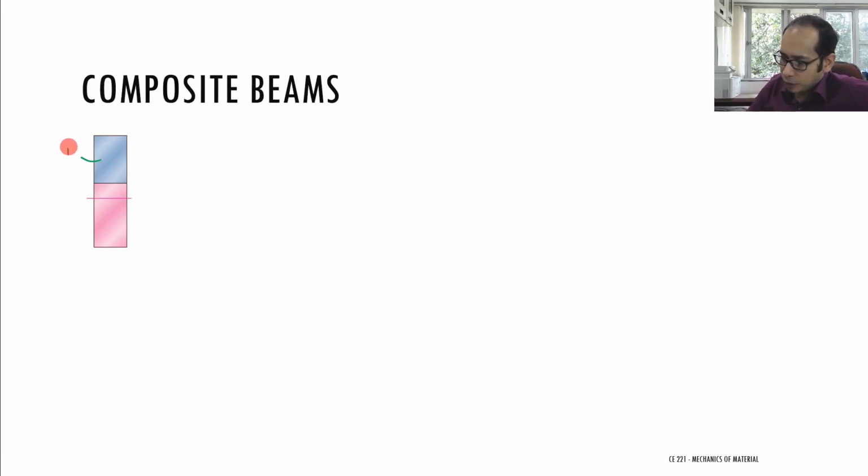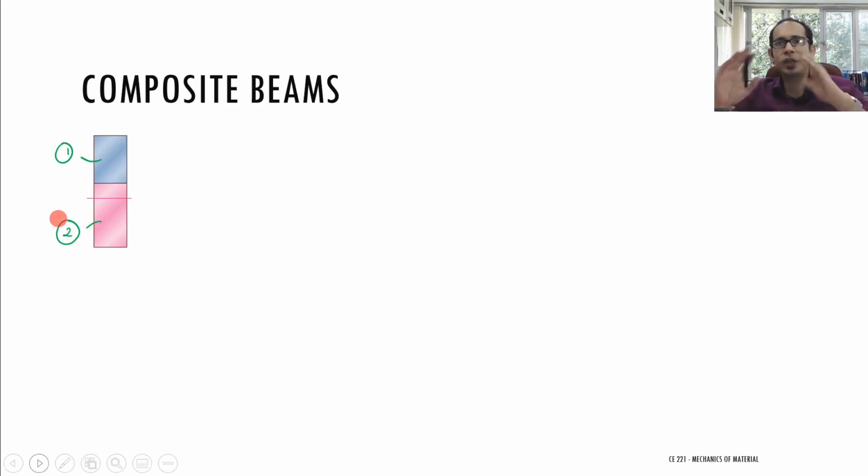Let's say the top one is material 1 that you see over here, and the bottom one is material 2. Right? So these are two different materials, and how do we classify those materials? How do we tell what is different in material 1 from material 2? Yes, you got it right, material 1 has, say, the Young's modulus of E1, and material 2, say, has the Young's modulus of E2, right? So two different materials having different Young's moduli.